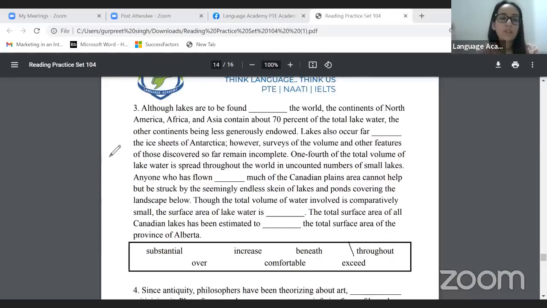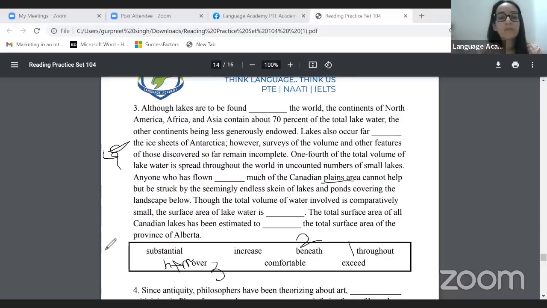Now, the ice sheet is at the top and water is below the sheet. So it should be lakes occur far below. And we don't have below, but we do have beneath. Beneath also means under the sheet. So it was based on kind of general knowledge. A quarter of the total volume of lake water is spread throughout the world in uncounted numbers of small lakes. Anyone who has flown dash much of the Canadian Plains area. So we fly over an area. Over is used when you want to talk about height plus movement. And we always fly over the land. Over means distance, height, and continuous movement.